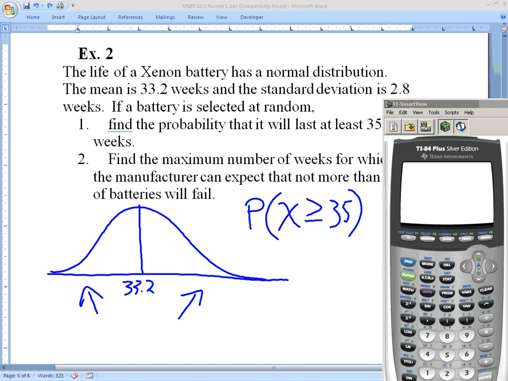And again, we want our data to be greater than or equal to 35. So our lowest piece of data is going to be 35. Our highest is infinite. And again, if we drew that on the graph, greater than or equal to 35, it'd be about here. And so we're finding this value here. It should be a little less than 50%, maybe 40 and change, something around there. So let's try it on the calculator.